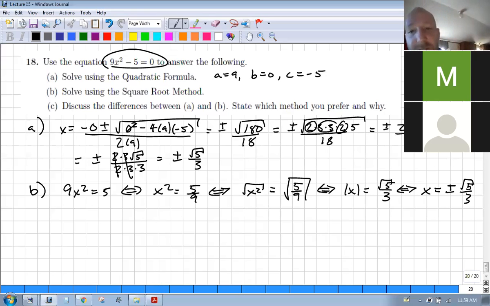Discuss the differences between the two. Typically, the root method is going to be a lot easier. You can almost just look at the equation and write down the answer. You had a 5/9 square rooted. You've got a root 5, and the square root of 9 is 3. You just write down the answer, basically. But of course, when you're doing your exams and quizzes, you have to show your work.